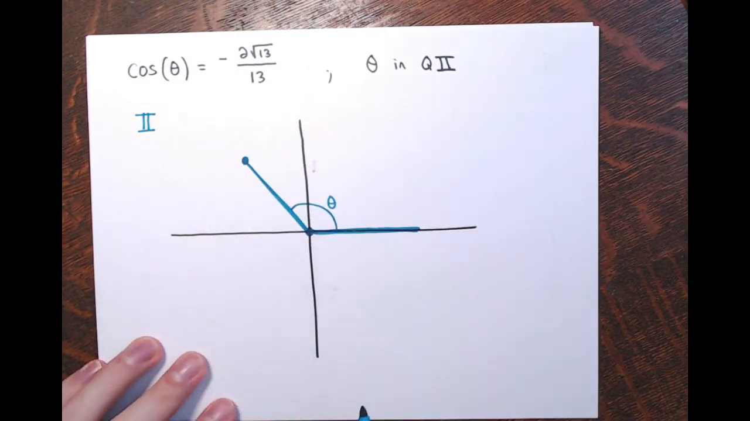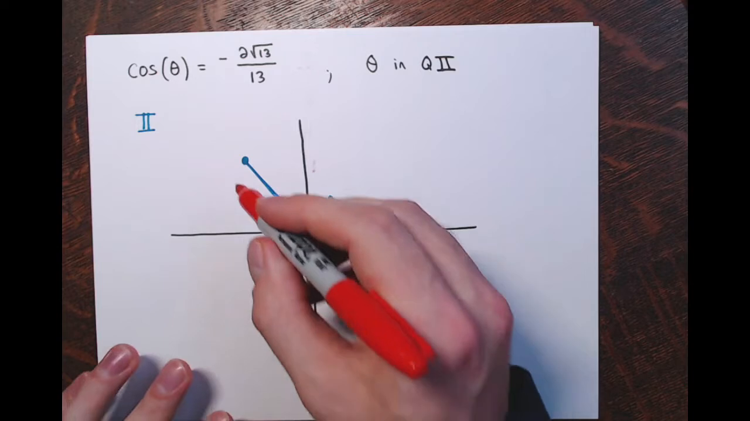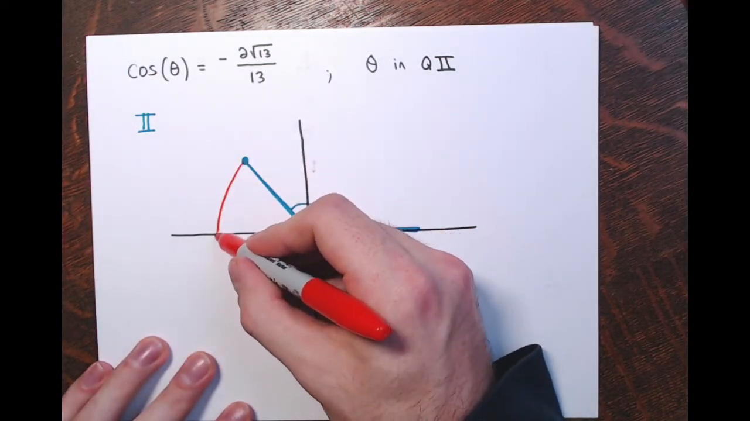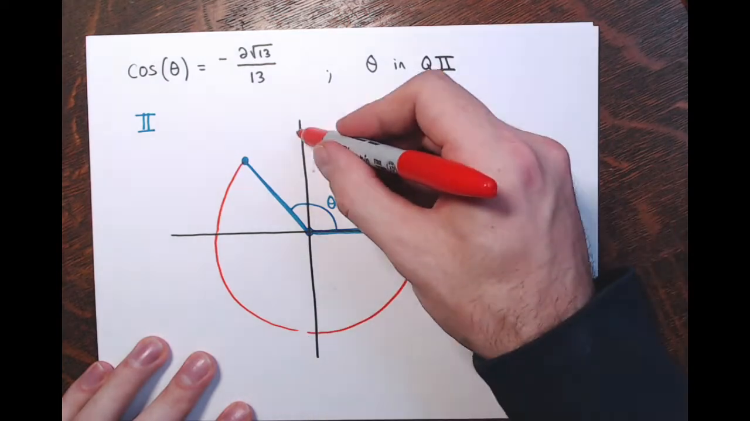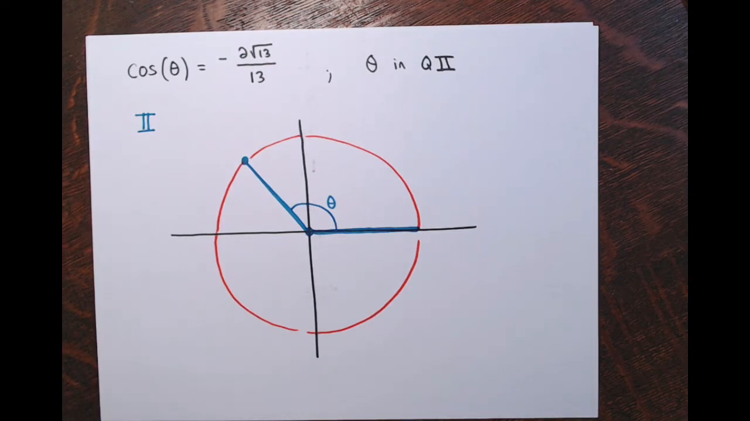And there's a point on the terminal side. What I'm going to do is have this point be on some circle, a circle of a radius that I don't know yet. All right? Well, I'm going to have it be on radius 13. Let's watch what I'm going to do.